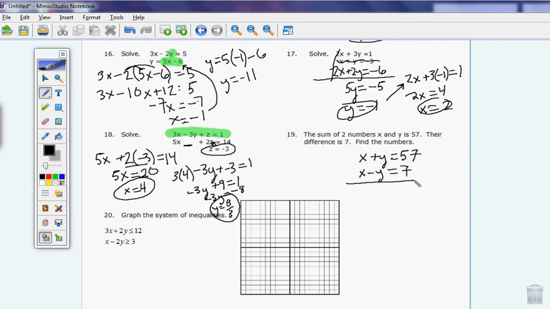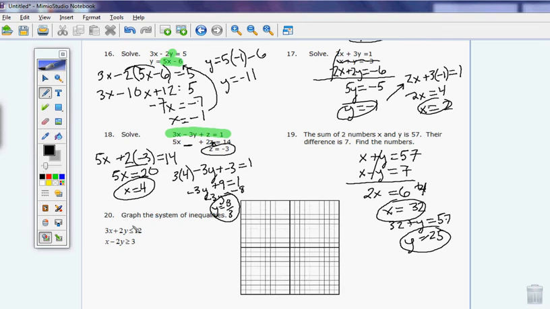So when I go through this procedure, I add down. Again, adding will make those eliminate. So I get 2x, x plus x is 2x, equals add down, and I'm getting 64 for an x value of 32. And then when I plug that in, I'm going to get 32 plus y equals 57. And then I get a y value here of 25. So my two numbers are 32 and 25.